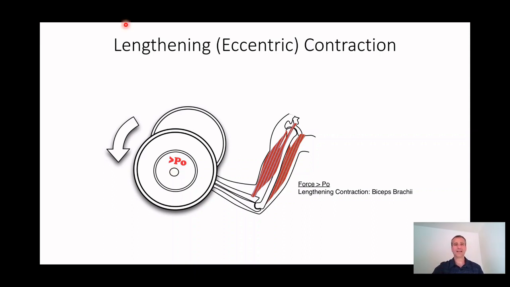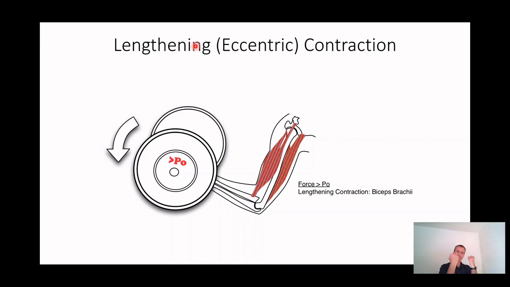Okay, so a lengthening contraction is also called an eccentric. Eccentric just means crazy, like you have an eccentric uncle. That's what that means. So we don't really call it eccentric because it's not crazy to do this. We do it every day. Every time you go downstairs, every time you sit in a chair, you're doing lengthening contractions. So we're not really calling them crazy contractions. We're just calling them lengthening contractions.